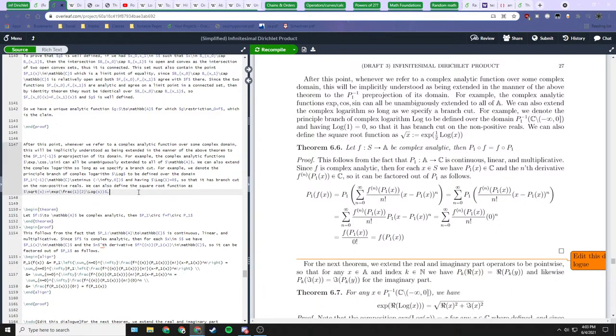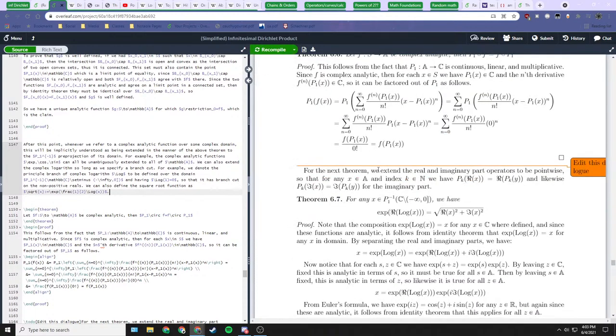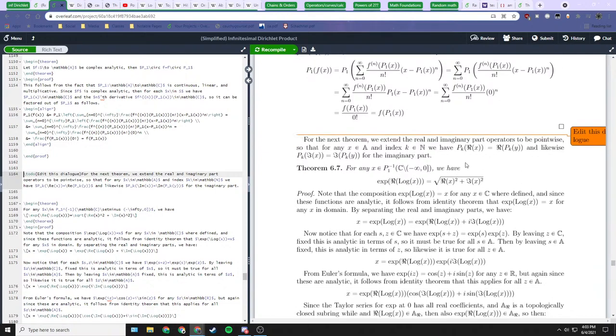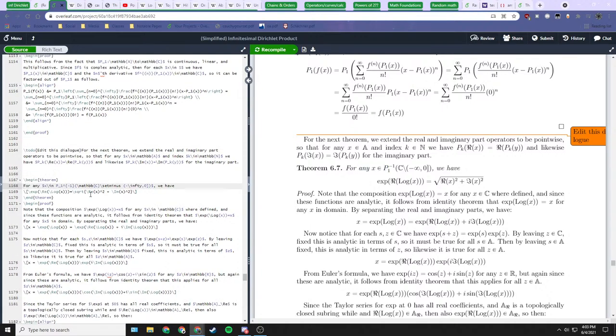Add a period at the end of the sentence, and that's good. Okay, so this is fine. Okay, for the next theorem, we extend the root part, measure part operators to be blah blah blah. Okay, so let log be any function. You can say any.